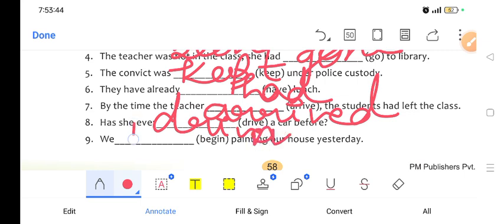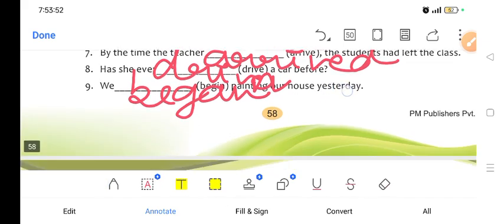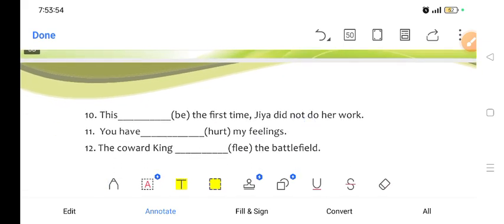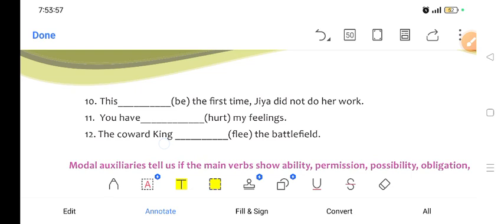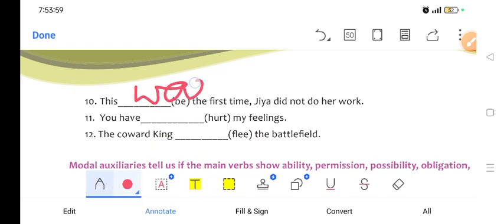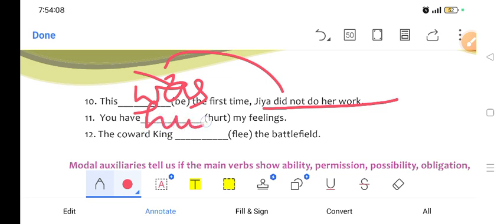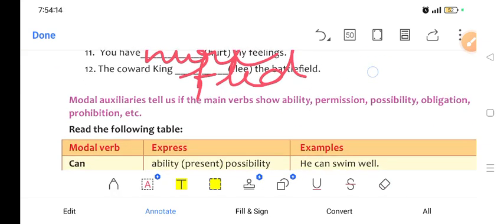We began, begun, right? So we will put here the second form of the verb, we began. We will change into past indefinite tense. Okay. Now the next is this was the first time, because the next part of the sentence is in past tense, so we'll change it into past tense. You have hurt my feelings, so we will write here hurt. The coward king fled. So fled the battlefield.